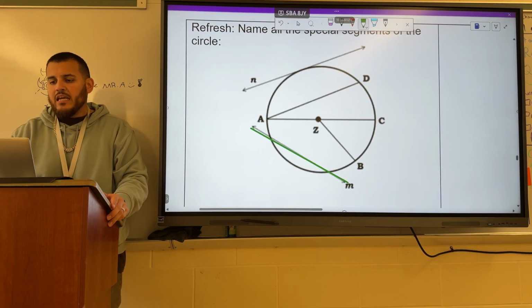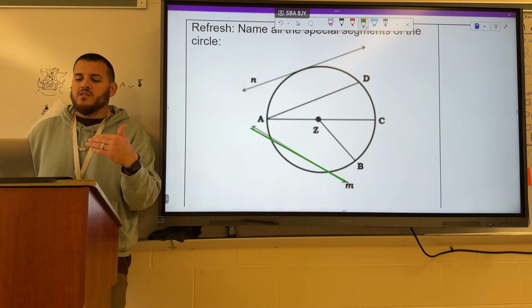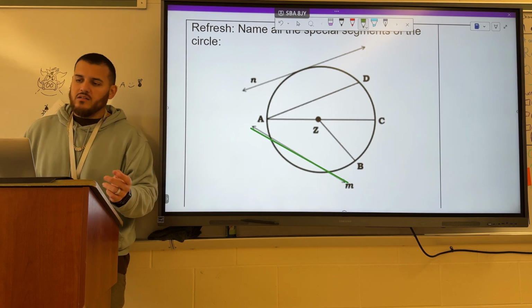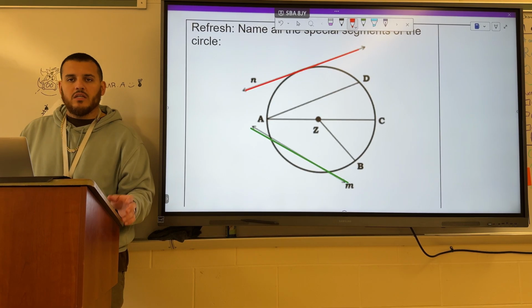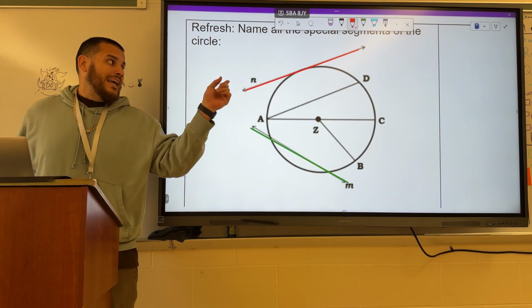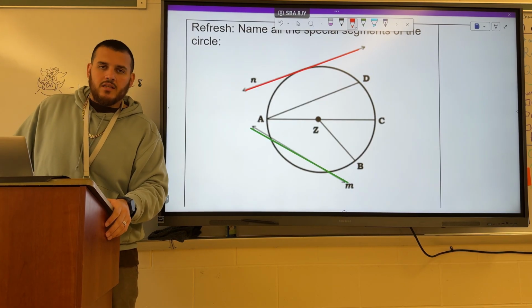We have a secant, which is line M. That is a line that intersects the circle at two locations. It goes through the circle. That's called a secant. And then we have a tangent. Any line that appears to only hit the circle one time, we can assume does only hit the circle one time. And therefore line N here is a tangent line.